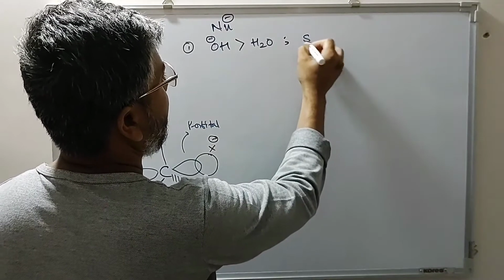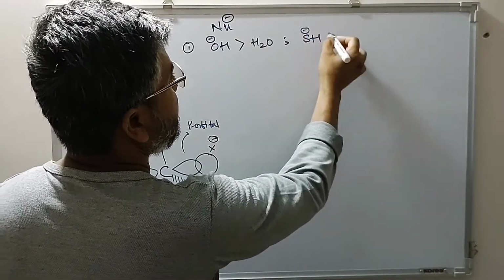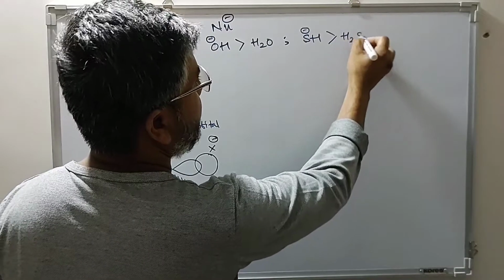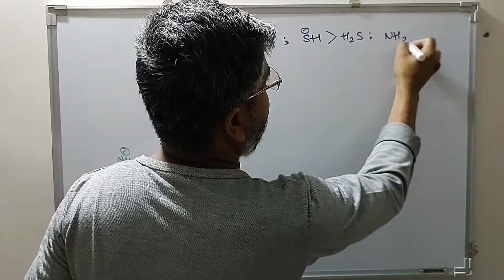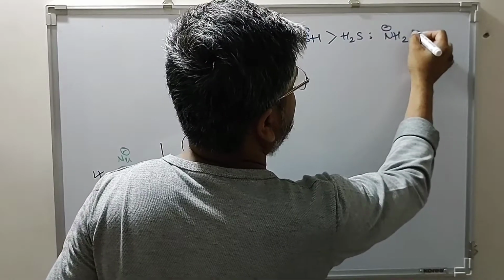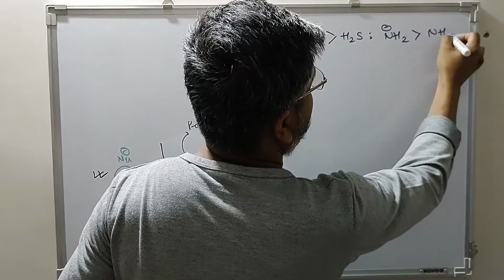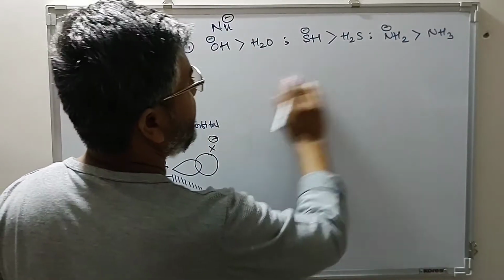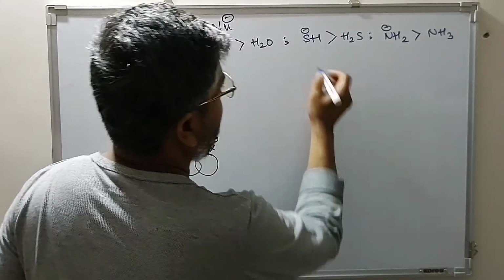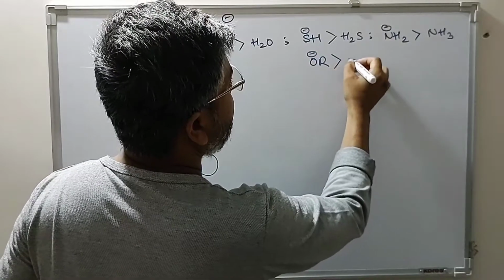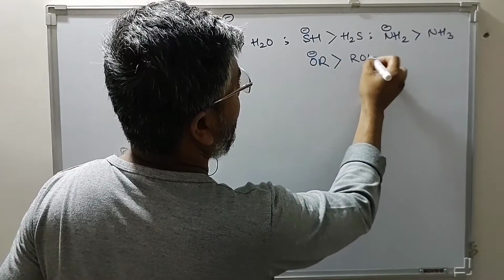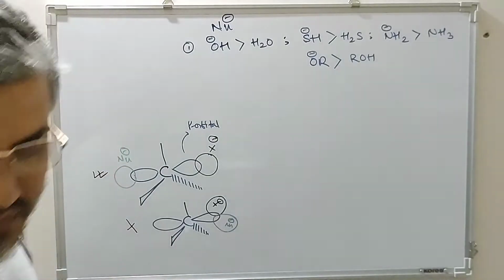Similarly, SH minus is always stronger than H2S. NH2 minus is always stronger than NH3. And the OR minus alkoxide ion is always stronger than ROH. So this is the first point.